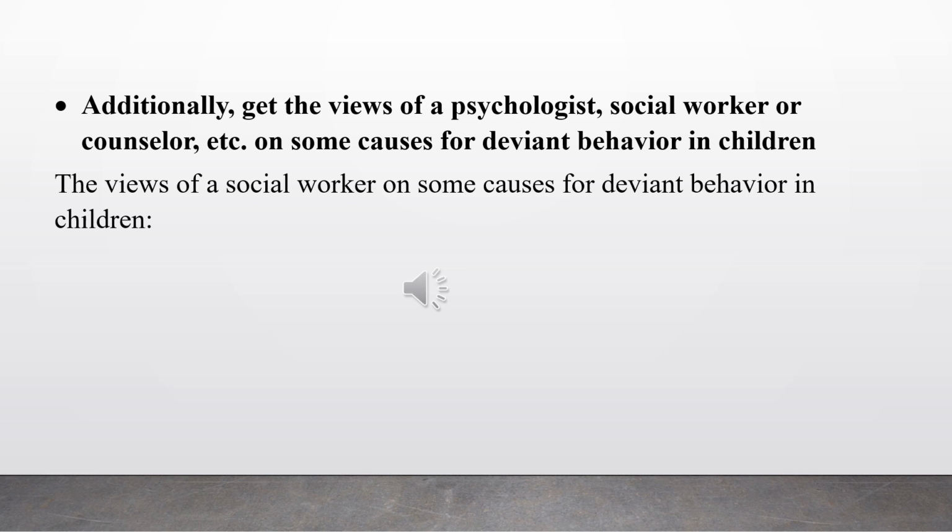Thirdly, cultural and societal factors. Cultural norms, values, and expectations, as well as societal inequalities or discrimination, can influence a child's behavior. Finally, the view of a social worker was psychological factors such as mental health issues, personality traits, or cognitive processes are known as potential causes of deviant behavior in children. It may also be underlying psychological difficulties contributing to behavioral problems in them.